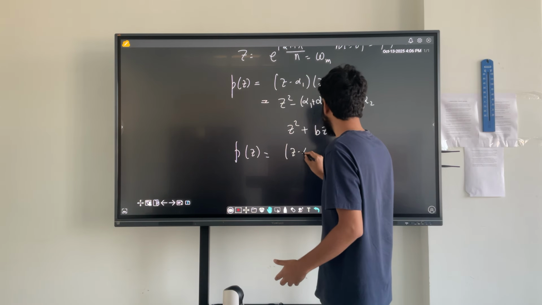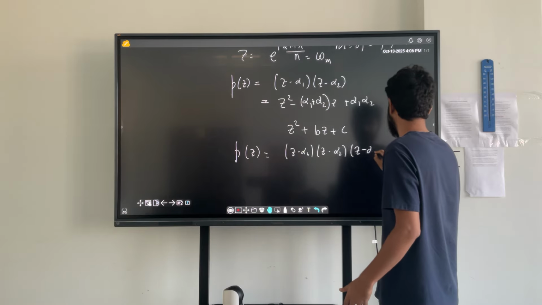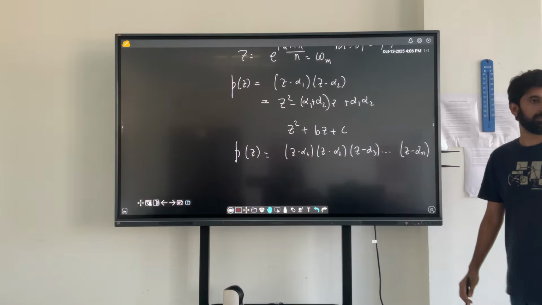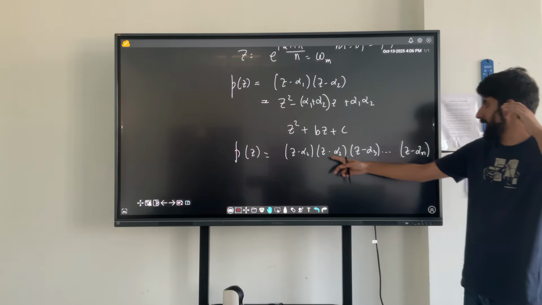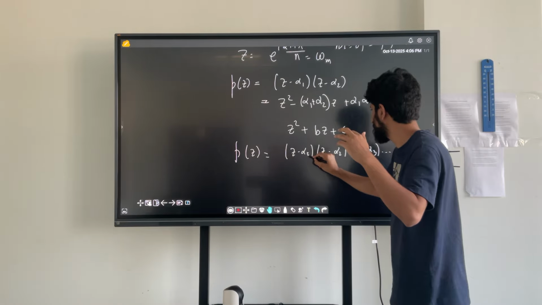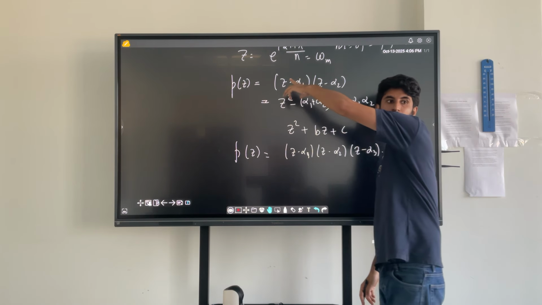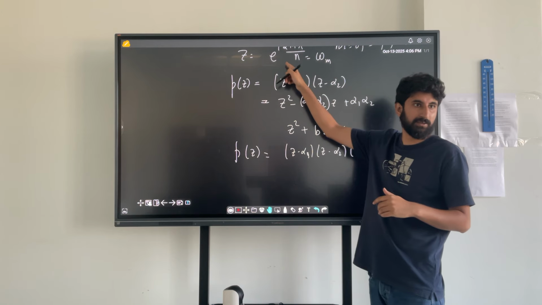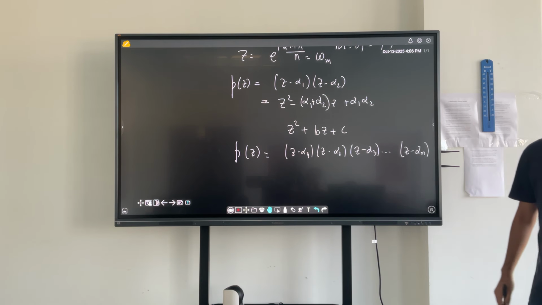Z minus alpha 1, Z minus alpha 2, Z minus alpha 3, so on up to Z minus alpha n. Good, perfect. This gives me a polynomial, right? And this is expressed in terms of its zeros: alpha 1, alpha 2, alpha 3, so on up to alpha n. I will come back to this, because this will give us something interesting. Here we know the zeros, right? First, I think this you should know.